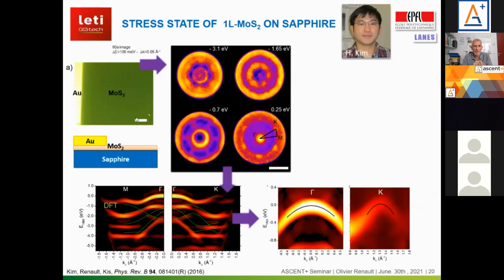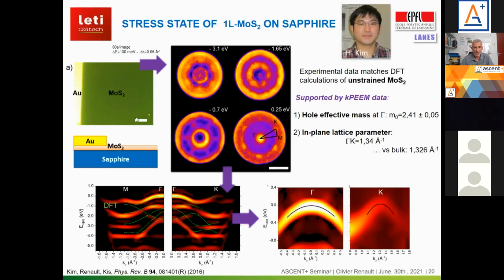We've also been performing this stress state analysis in the case of molybdenum disulfide grown on sapphire using van der Waals epitaxy. So it's a different kind of deposition technique. And we wanted to compare this situation with the previous situation where we had CVD growth. So we do the same. This is the series of KPEEM images, the reconstructed band structure along the gamma KM direction. And in the dashed lines, you have the simulation of the band structure in the case of an unstrained molybdenum disulfide. And you see that both are matching very nicely.